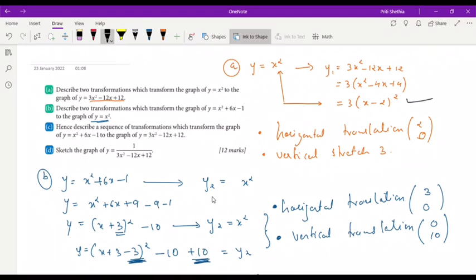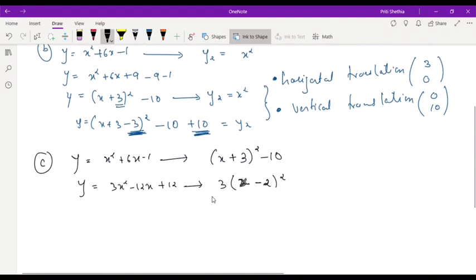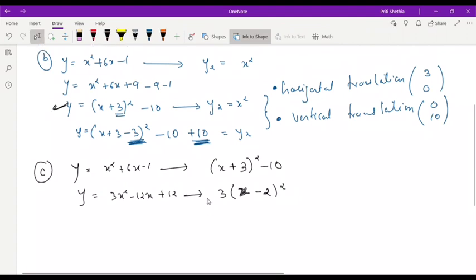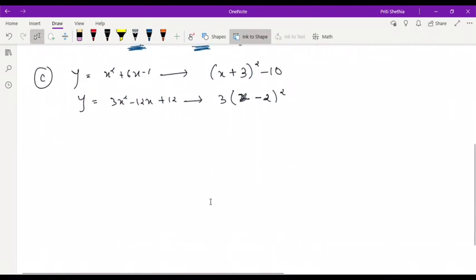3 into bracket x minus 2 the whole square, and here it was x plus 3 the whole square minus 10. This part we already calculated. Now we have to figure out the translation from this to this. This is what we have to figure out: the translation from, let us name it, y3 to y4.